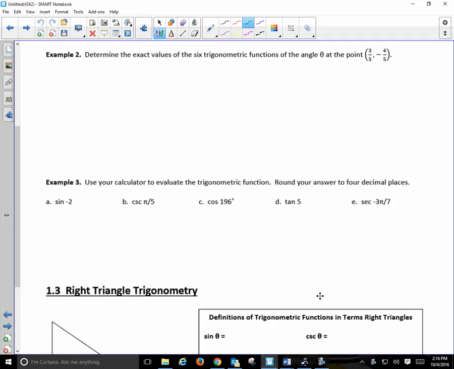Determine the exact values of the 6 trigonometric functions of angle theta at the given point. So they give us the terminal point. We don't even have to find the terminal point. They give it to us.